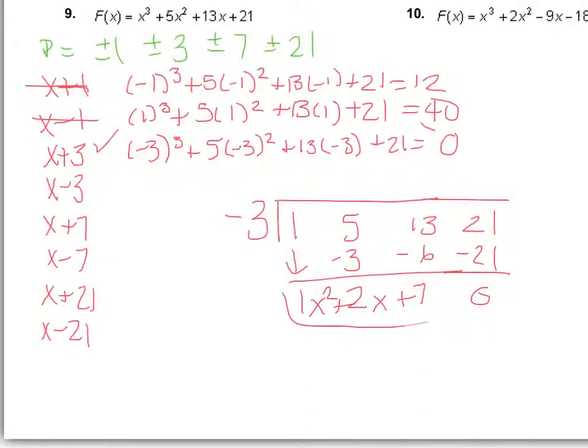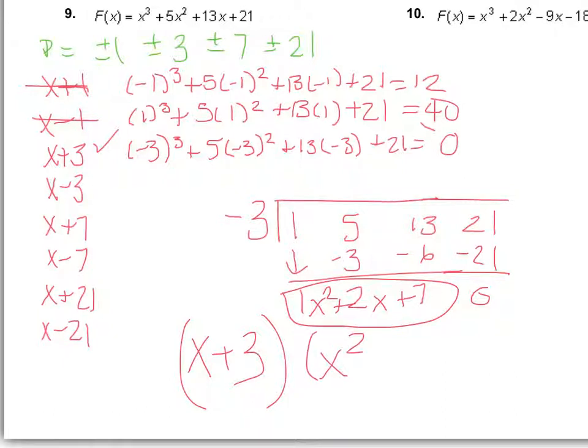Here's the thing. This can't be factored because there's no factors of 7 that will also give me a 2. So my only linear factor is x minus 3. I'm sorry, x plus 3. And the other half is x squared plus 2x plus 7.